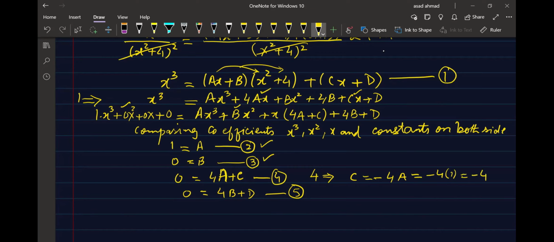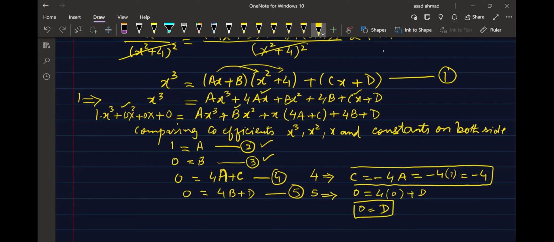Similarly, from equation number 5, we will substitute the value of b, that is 0, equals 4 times b, because b is equal to 0 in the second equation. So correspondingly d will also become 0. So all 4 alphabets are calculated. C is equal to minus 4, D is equal to 0, and A and B are already calculated.